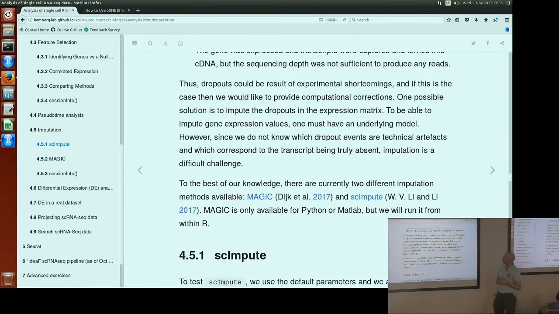So needless to say, this is quite a difficult challenge computationally. I think the main reason why it's so challenging is because we don't have a really good theoretical model of the transcriptome and what kind of distribution it should be following. So hence, this tends to be a very data-driven exercise. As I mentioned, there are 2 methods available. Magic is unfortunately only available for Python and MATLAB, but we can run Python from within R as we did before with SNN-Cliq. This was the first method, and a few months later, also this year, SC-Impute was published, which is an R package. So we're going to look at SC-Impute first.